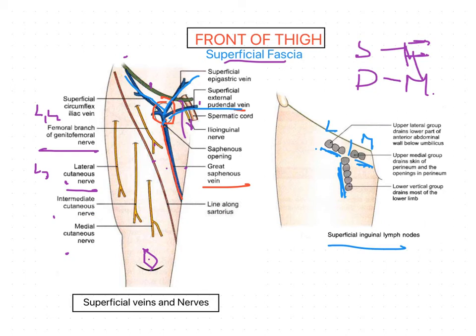Now the lower vertical group drains lymph from most of the lower limb, and the upper lateral group drains lymph from the infraumbilical part of the anterior abdominal wall as well as the gluteal region. The upper medial group drains lymph from the external genital organs, including the terminal ends of the urethra, anal canal and vagina. So these are the structures which we can see in the superficial fascia.